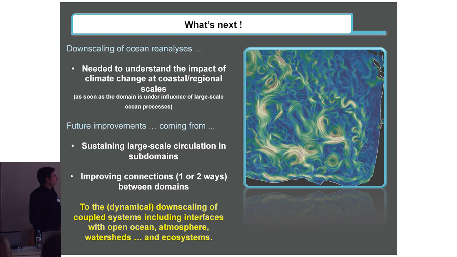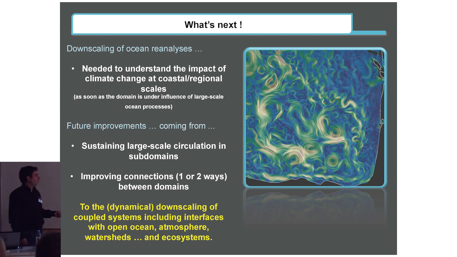Then the future improvement coming soon: of course we need to improve this part of large-scale circulation in subdomains. How to constrain the large-scale circulation? Spectral nudging is one solution, but it's not perfect at all. And then I think we can go further into this part. The connection also, it's one or two ways, or offline. Offline is computationally easier, but maybe it's better if we do some online simulation, but it's very costly. And then how we deal with that.